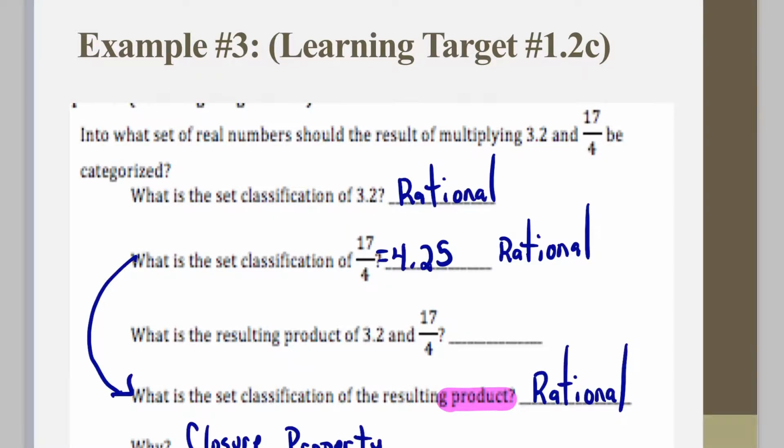And to verify, I can find the resulting product of 3.2 and 17/4, and that resulting product is 13.6.